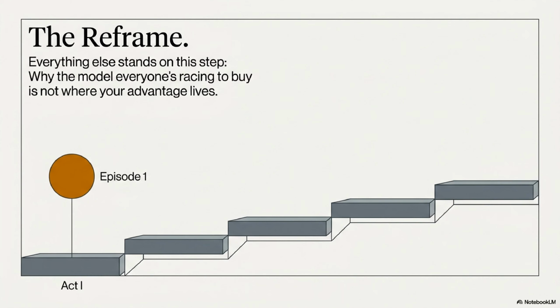Quick orientation. This is a series about one idea, built one step at a time. We start at the bottom. The reframe. Why the model everyone's racing to buy is not where your advantage lives. Everything else stands on this step, so let's set it properly.